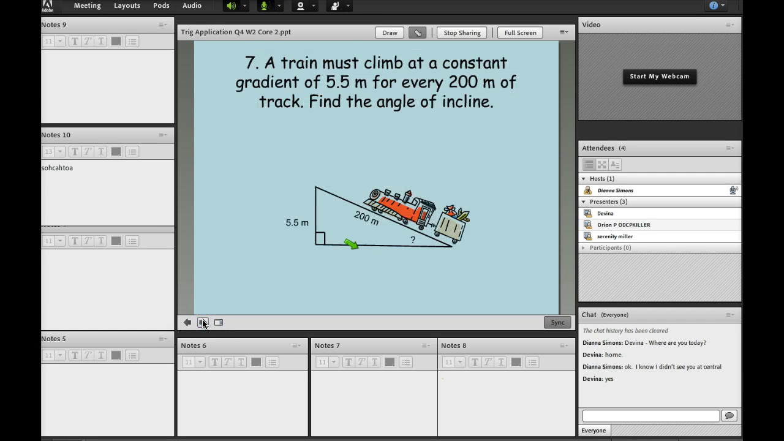Okay, so a train must climb at a constant gradient of 5.5 meters for every 200 meters of track. We want to find the angle. Okay, so since we want to find the angle, are we going to use tangent, cosine, or sine? And is it going to be the inverse? Or is it going to be just the regular?